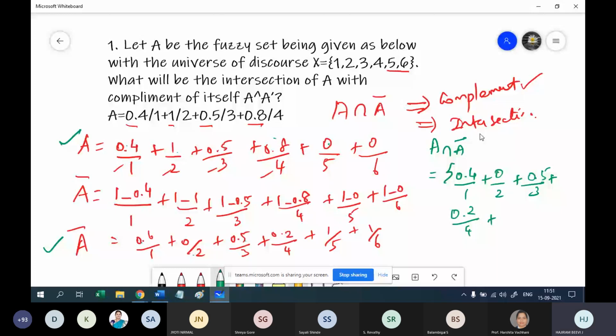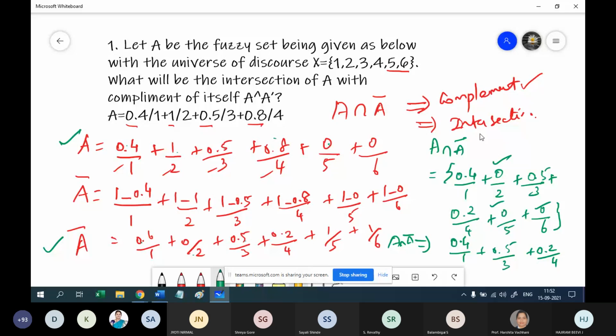So usually we don't represent the 0 value in the result. So ignore these three terms. So which means A intersection A bar becomes 0.4 by 1, 0.5 by 3, then 0.2 by 4. So the answer for A intersection A bar is this one. I hope everyone understand this one. Then one more sum.